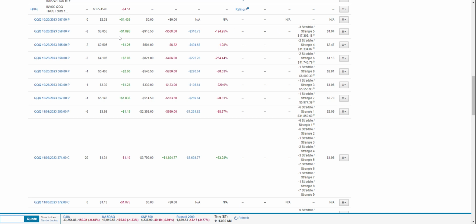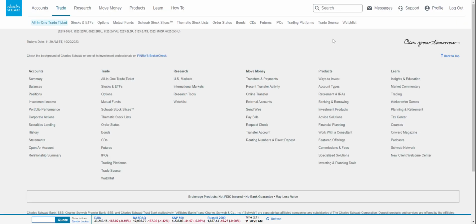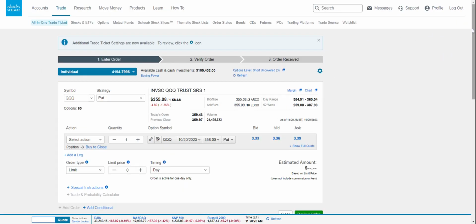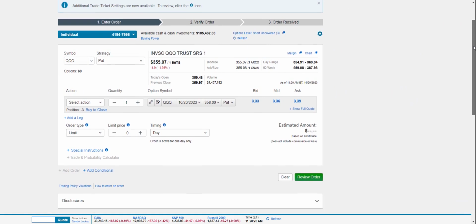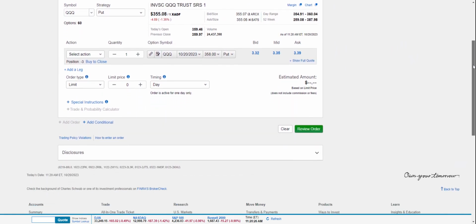And now it's worth this. So it's worth almost triple what I sold it for. That's not good. So let's roll. We're going to go to trade options. This is on a Schwab account, by the way, so that you understand not every platform looks the same, but all platforms should have this. It's just the layout might be slightly different.